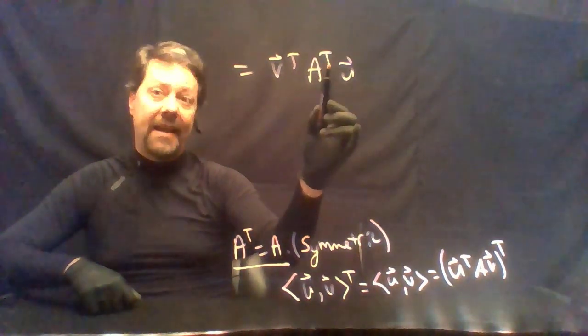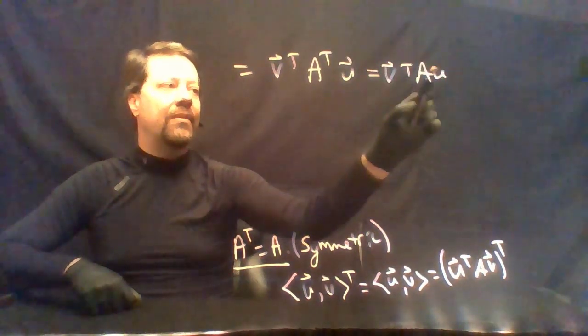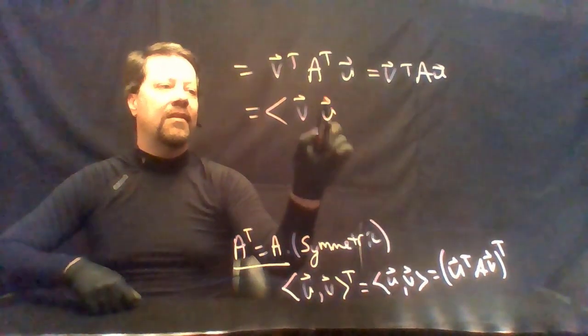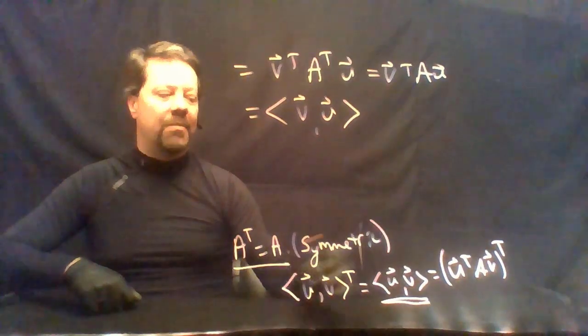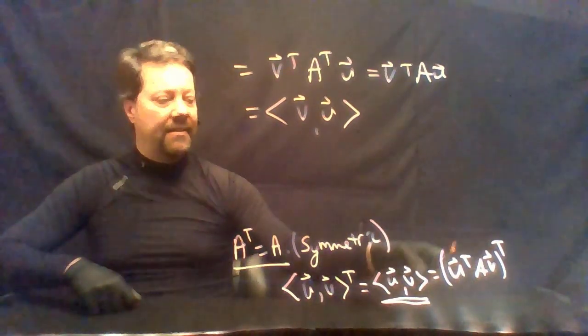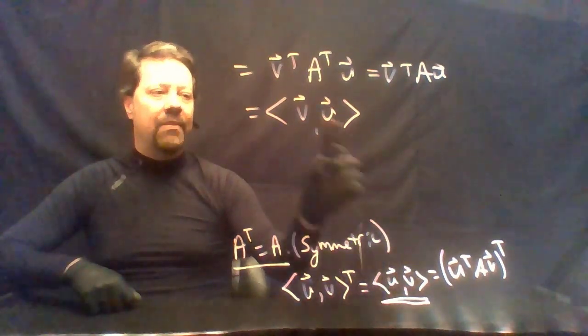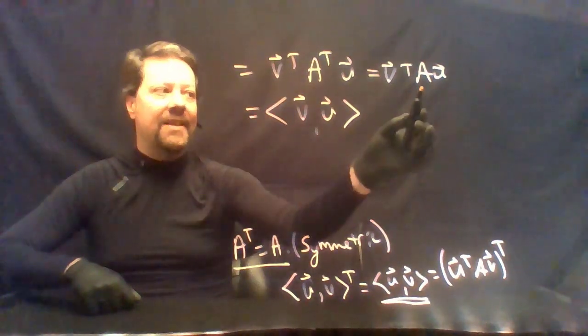But remember, A is symmetric, which means you get v transpose A u, and that is the inner product of v with u. We see that for these sorts of inner products, defined by u transpose A v, the inner product of u and v will always be equal to the inner product of v and u, but only if the matrix A is symmetric.